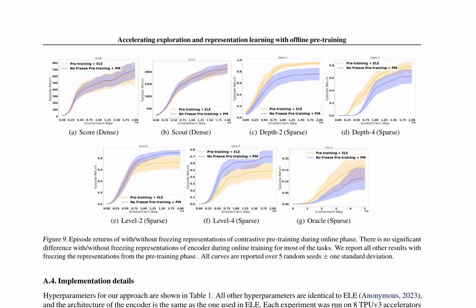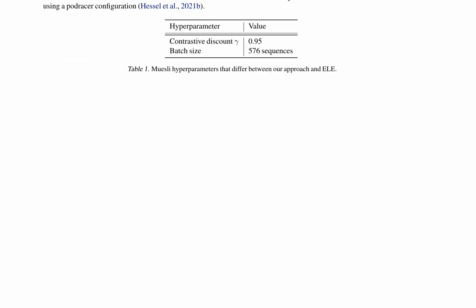Experiments were conducted using 8 TPUv3 accelerators with a Podracer configuration, as described in Hessel et al. 2021b, enabling efficient and scalable computation. Results in Figure 9 are reported over 5 random seeds, with 1 standard deviation, providing a comprehensive understanding of the approach's performance, robustness, and reliability. The findings demonstrate that the proposed method can effectively leverage pre-training to accelerate exploration and representation learning, achieving competitive performance without requiring significant architectural modifications.